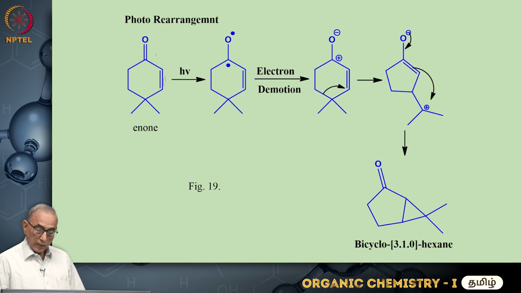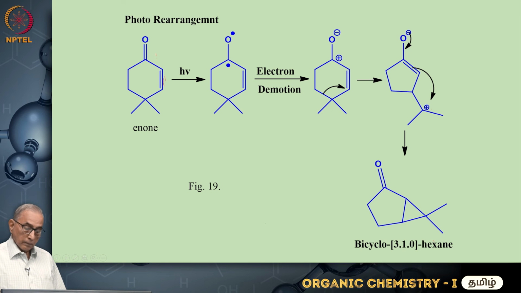This is called bicyclo 3,1,0 hexane. This is numbered 1, 2, 3. There is 1 carbon in one bridge, 3 carbons in another bridge, and no carbon in this bridge. It is 3, 1, 0. There are 6 carbon atoms, hexane. There are 2 rings. It's called bicyclo hexanone.